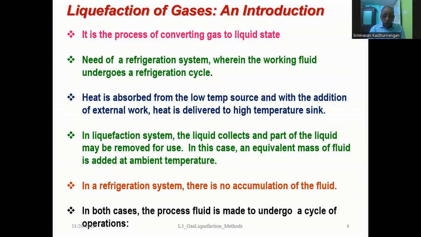In a normal refrigeration system, there will not be any accumulation of the fluid because the refrigeration, whatever that is produced, is directly used up for cooling some other object or substance. In both cases, the process fluid undergoes a cycle of operations.